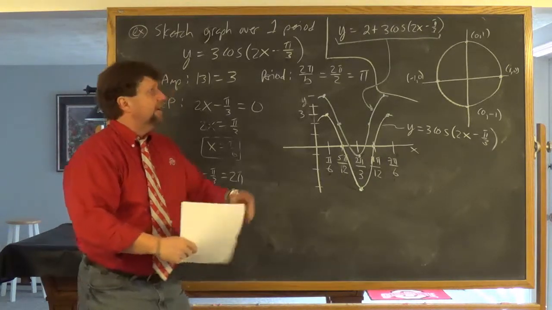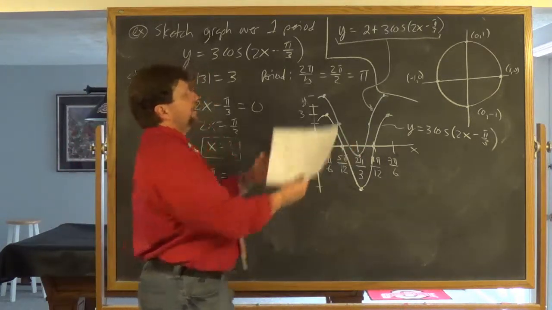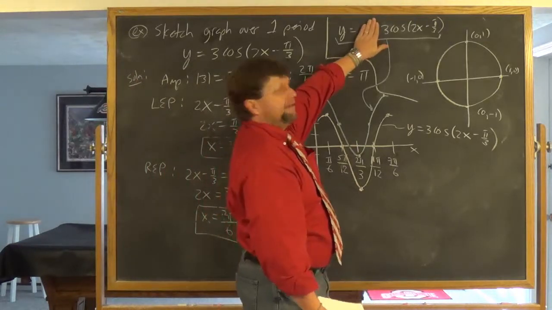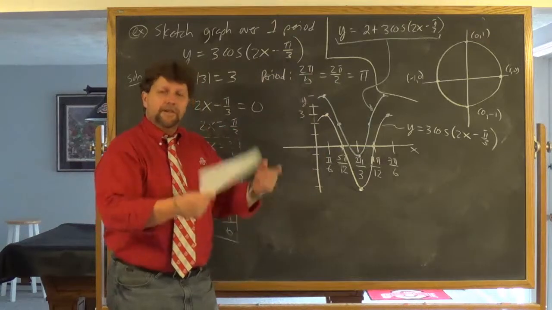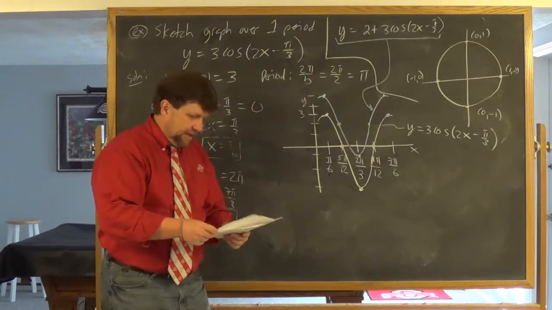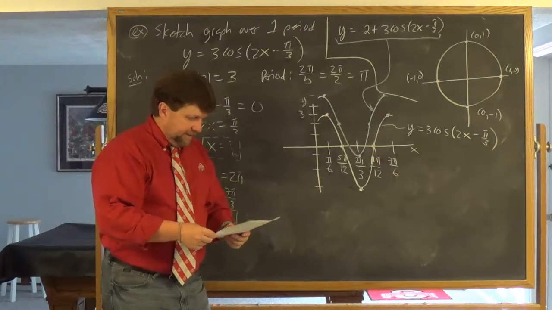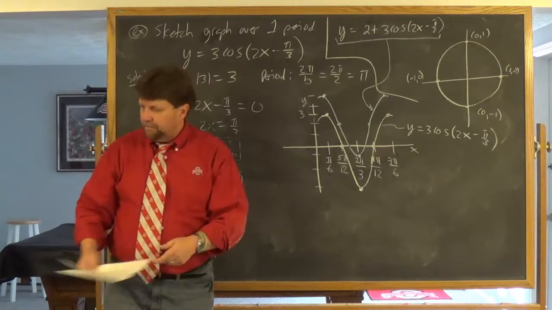So do the vertical shift last. Pretend it's not there. I would get that graph. I'm just going to graph that first. Then do my vertical shift, add 2. Shift it up 2 units. That's pretty much it.